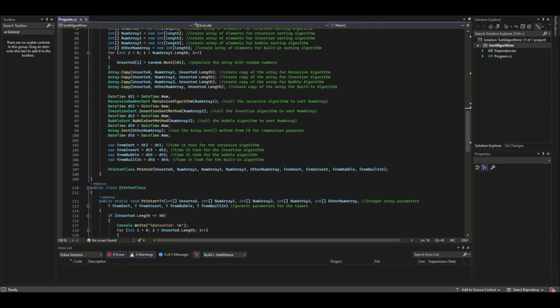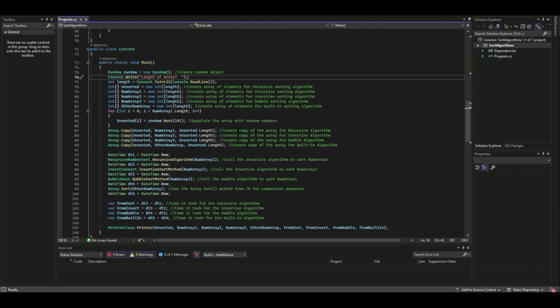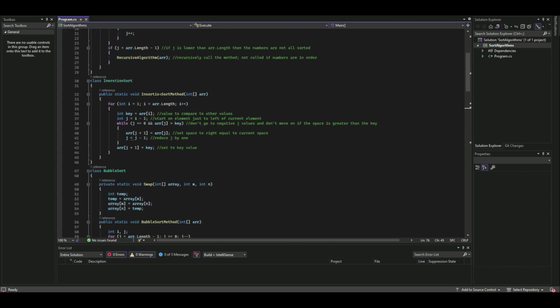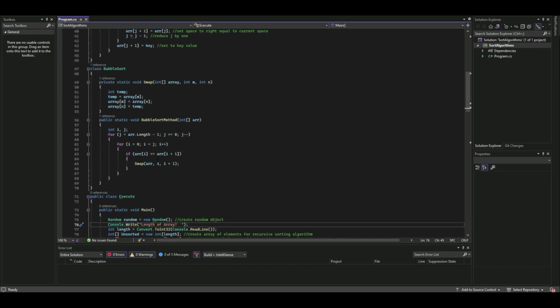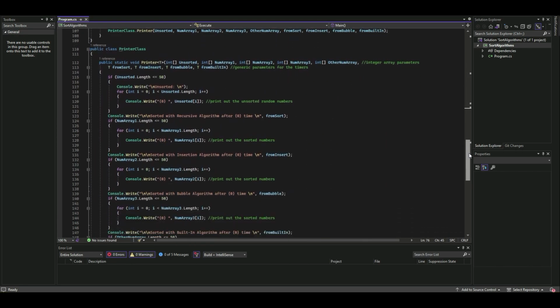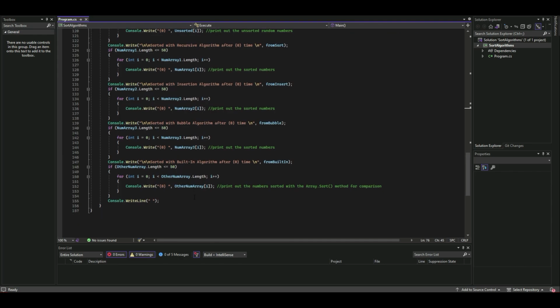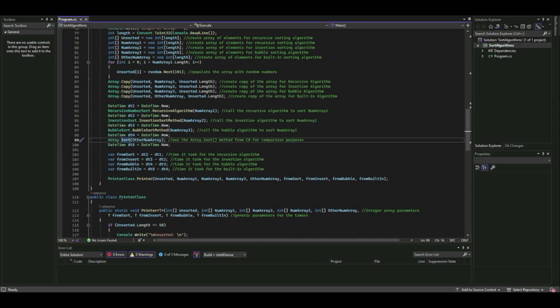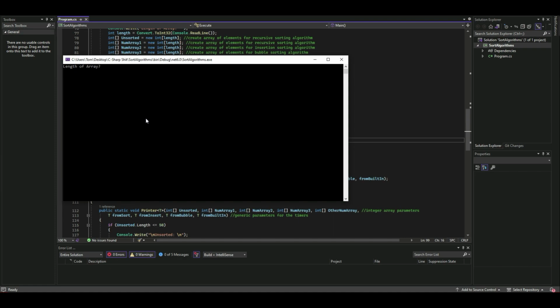What we are doing here is comparing these different algorithms we have up here: my recursive algorithm, this insertion sort method, and this bubble sort method. We're going to compare those to the sort algorithm that is built into C sharp, just this Array.Sort right here, and we're going to compare the times for them. We can set the length of the array, and I have it so that it will print things if I have this as 50 or less.